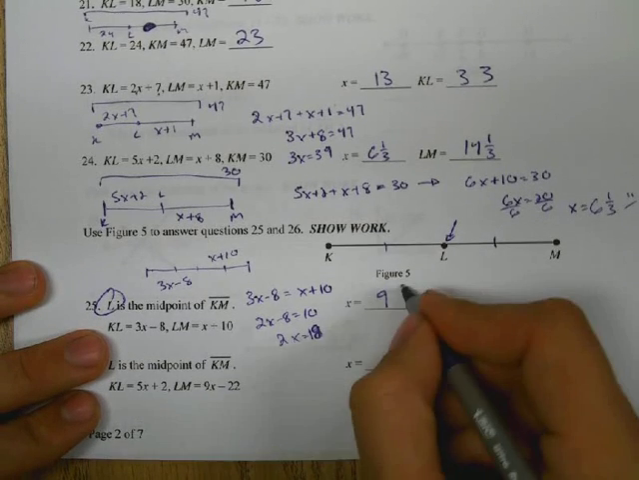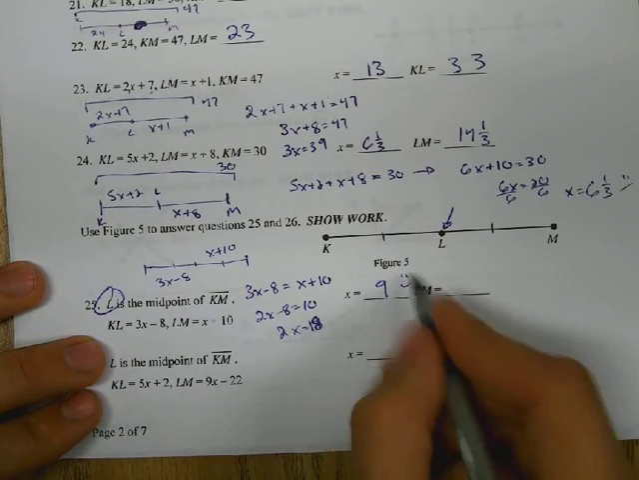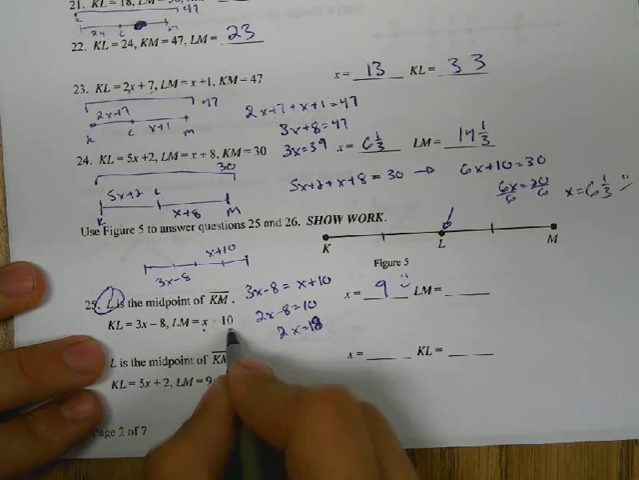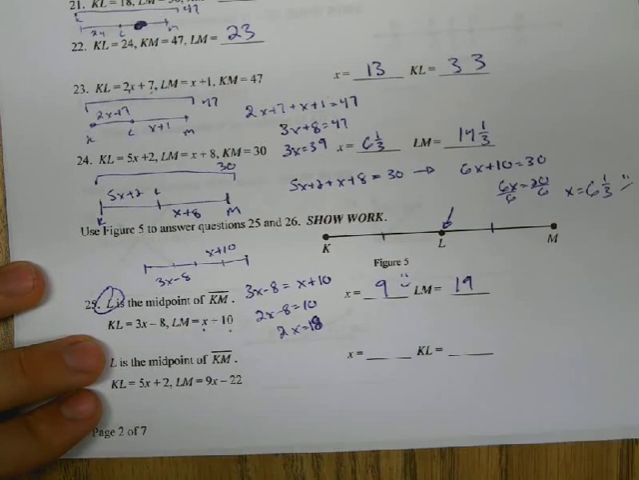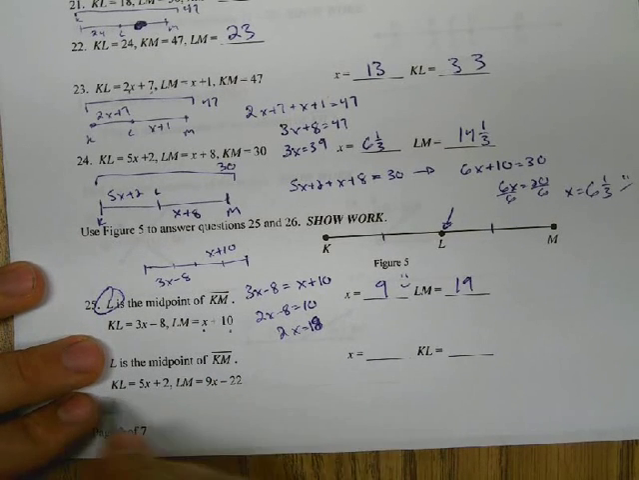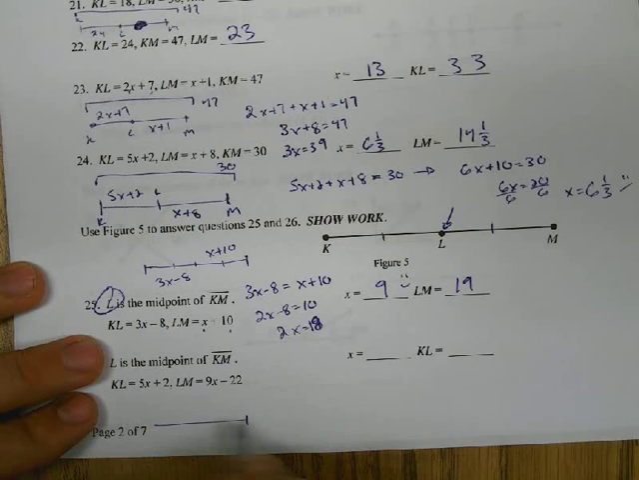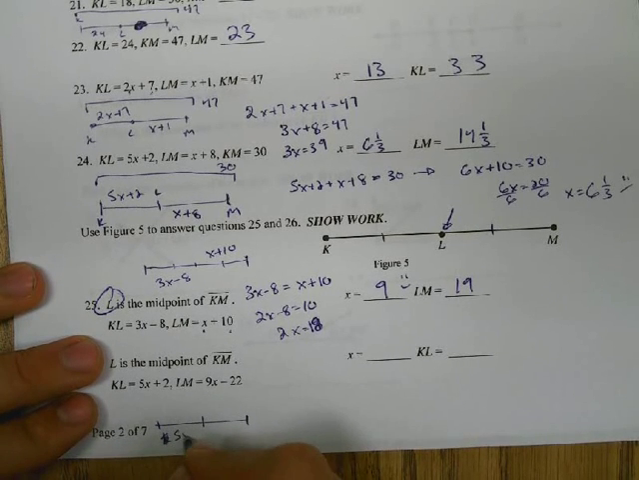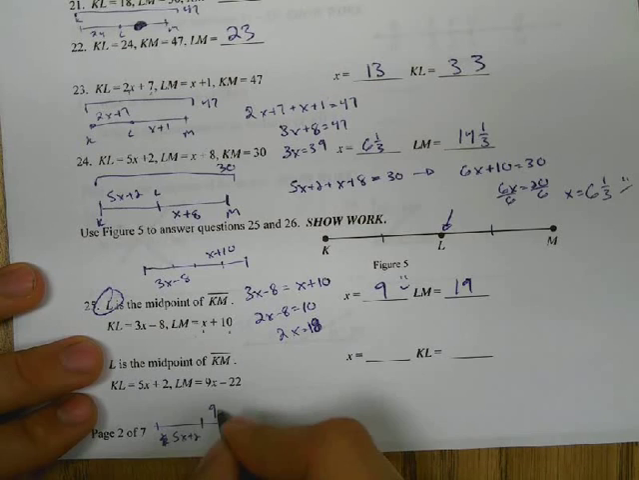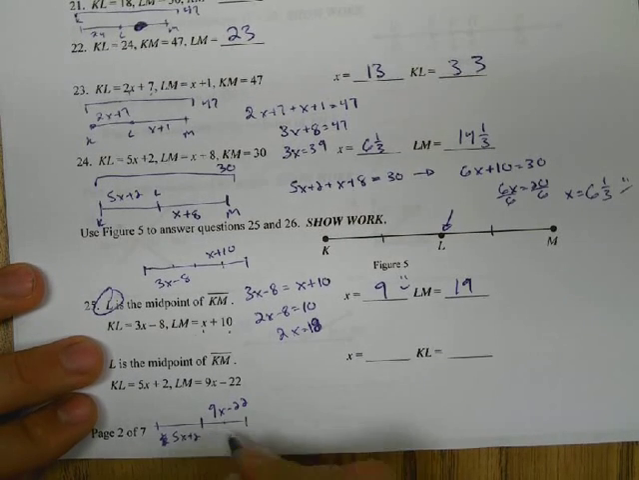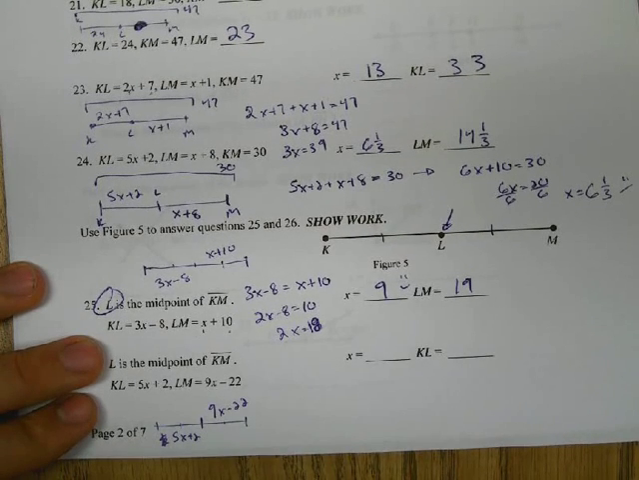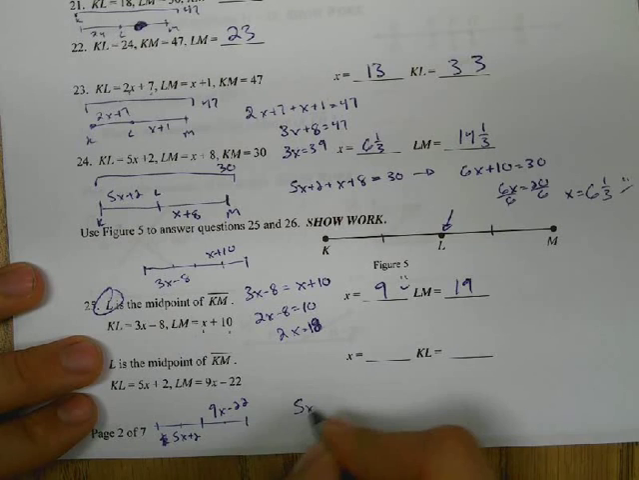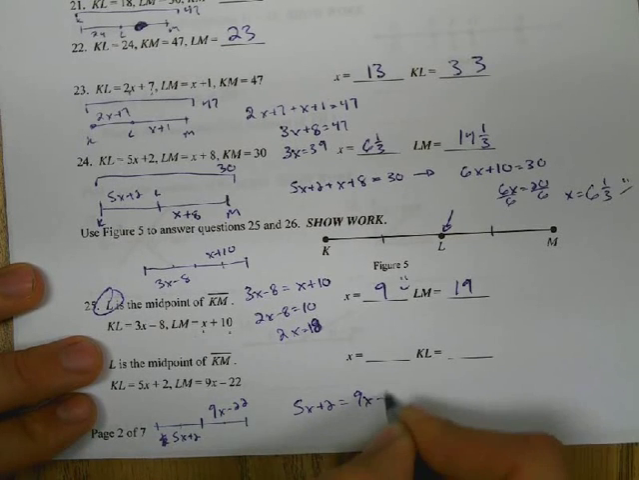LM, we just throw that 9 in there. X plus 10, so 9 plus 10. That gives me LM equal to 19. This next one, again, I'm going to draw the picture. I've got KL is equal to 5x plus 2. LM is equal to 9x minus 22. And because they are congruent, I can set them equal to each other. So I've got 5x plus 2 is equal to 9x minus 22.